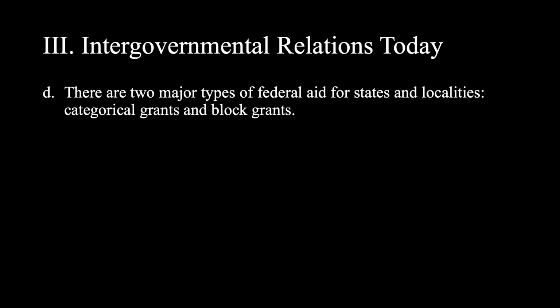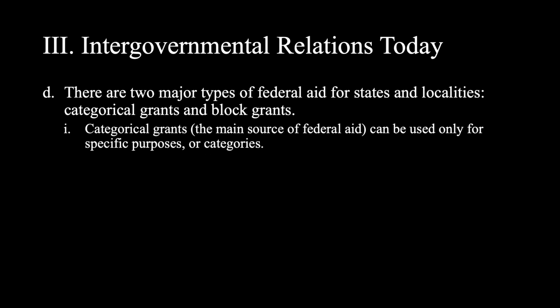Okay, so one of these is going to be the most plain spoken, common sense thing you might have ever heard of. Categorical grants, the main source of federal aid, can be used for only specific purposes or categories. So a categorical grant, by definition, only works for certain categories. There are only certain things that you can actually use this money on. Granted, the amount of money can be relatively small, or it can be a vast sum. Either way, it comes down to what the money is supposed to be used for.